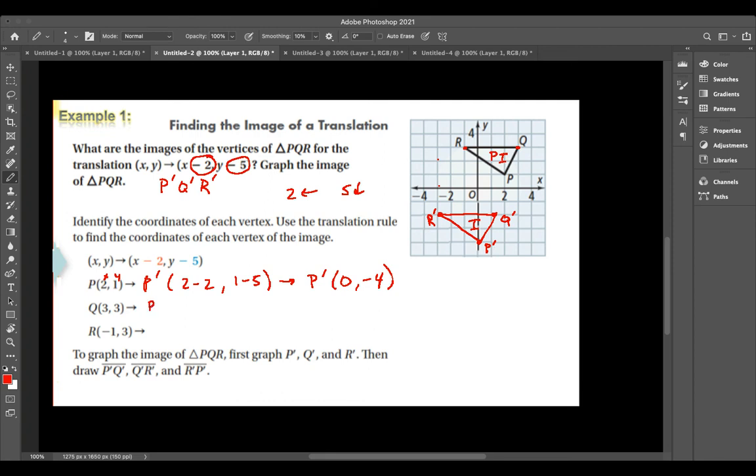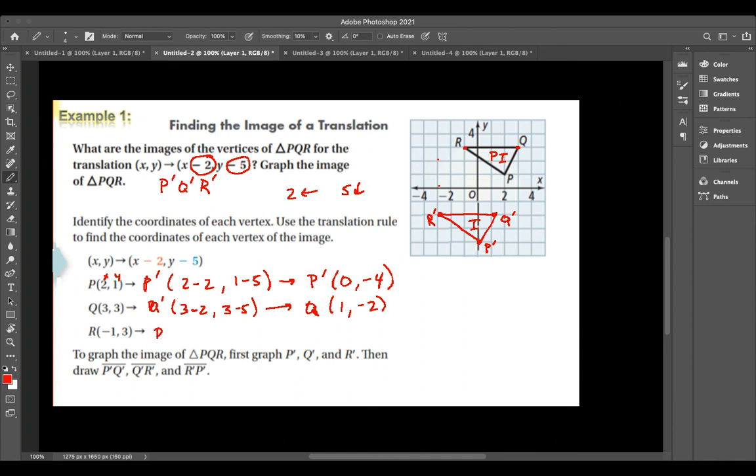Same thing here. So we have Q primed, and then we just plug the values in. We have 3 minus 2, and then we have 3 minus 5. Sorry, not P, I meant to say Q. My fault, guys. Q primed would be (1, -2). Boom, right there. So we go 1 and then down 2, and it's right at that point.